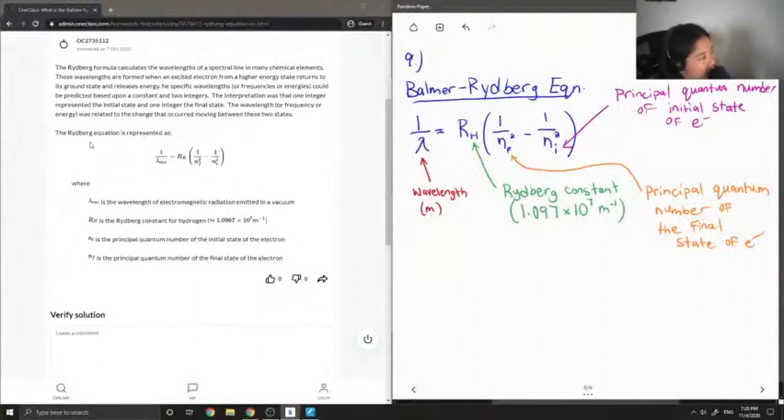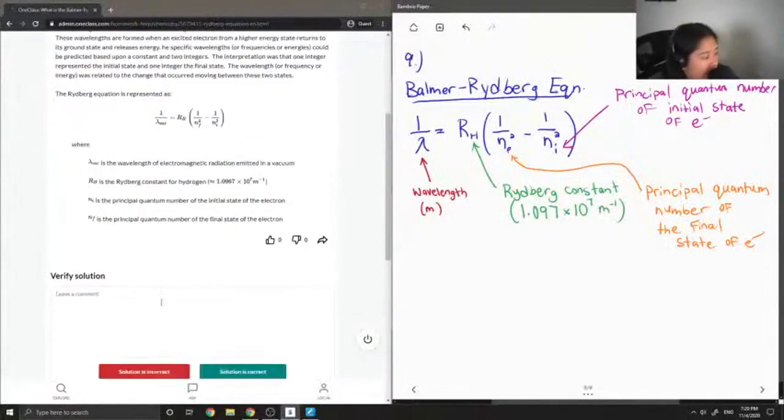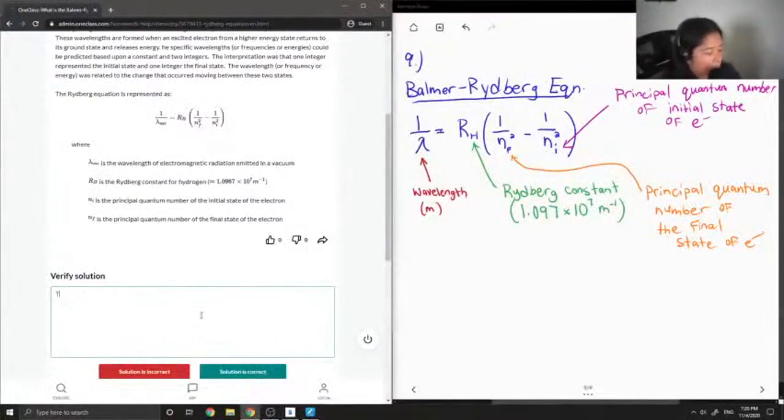Yeah? And then they have the Rydberg equation represented as this, where lambda is the wavelength of electromagnetic radiation emitted in a vacuum. R is the Rydberg constant for hydrogen. And Ni is the principal quantum number of the initial state of the electron, and then NF is the principal quantum number of the final state of the electron. So this solution is correct.